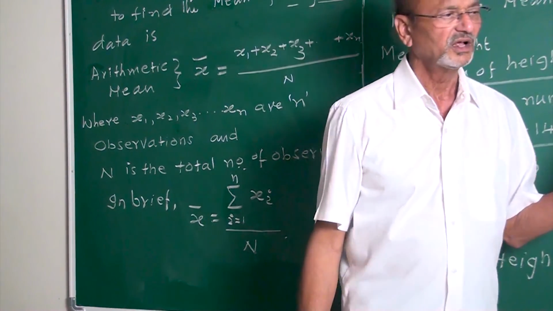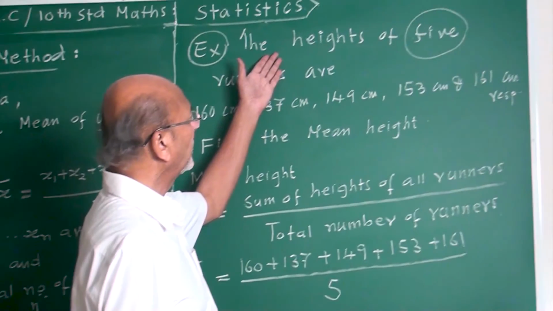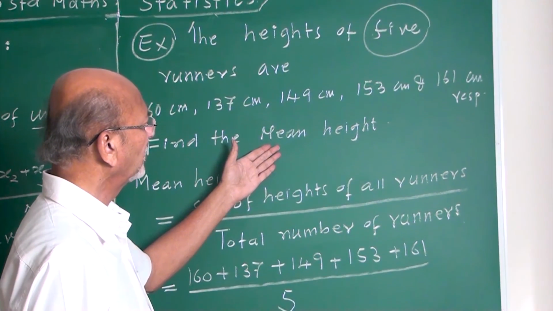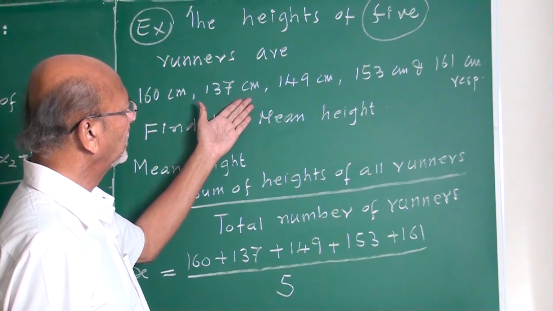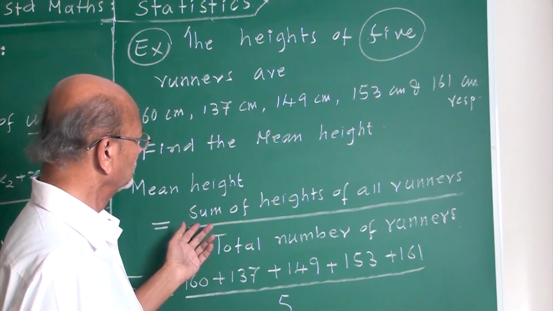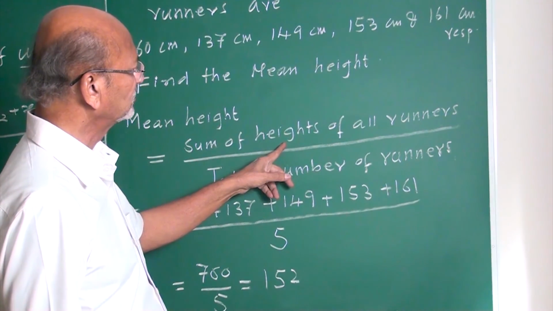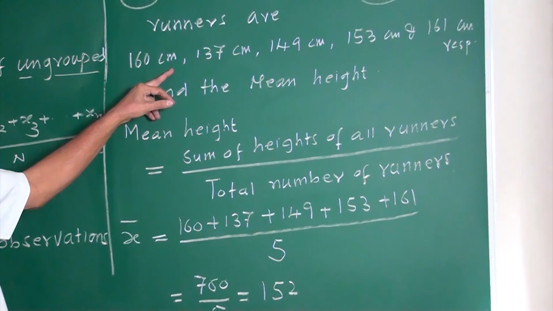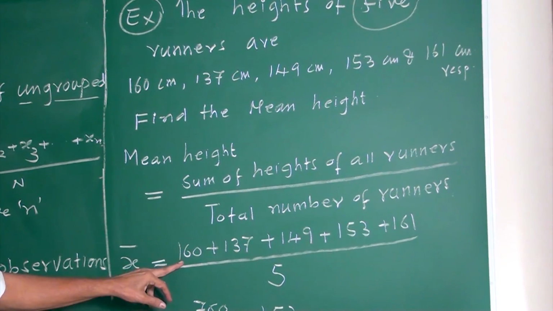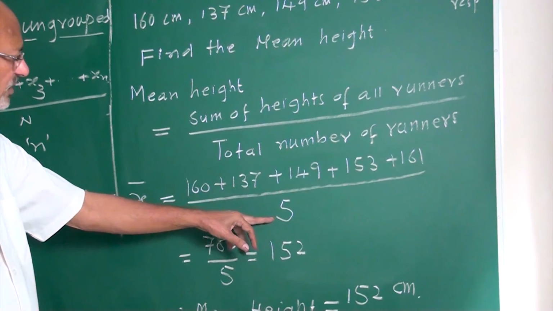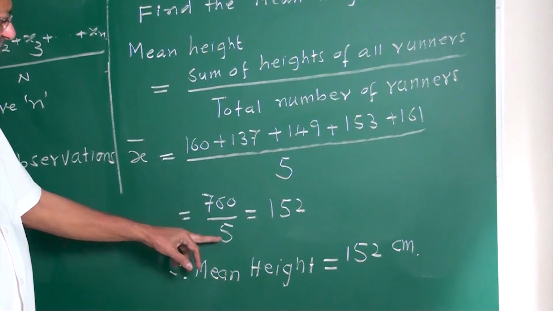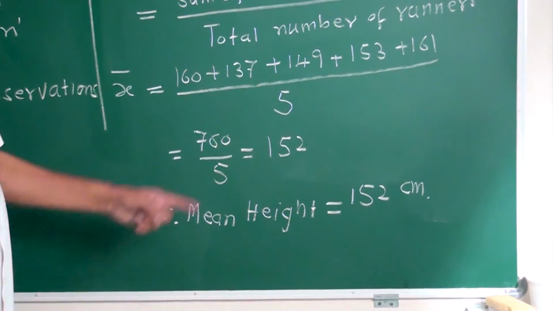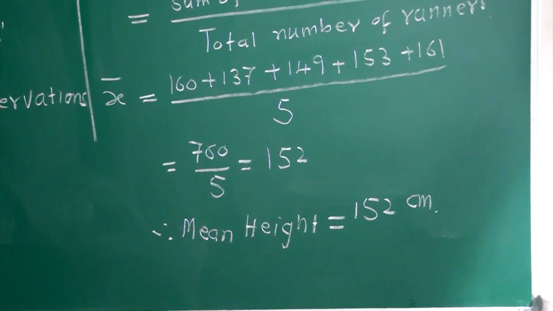One small example on this. The heights of 5 runners are this. Then we find the mean height. What is this, my friend? Ungrouped data. Yes, sum of all these heights of the runners divided by total number of runners. These are the heights of all runners added upon number of runners, which is 5. Add them, 760 upon 5, which is 152. So my friends, mean height is 152 centimeters.